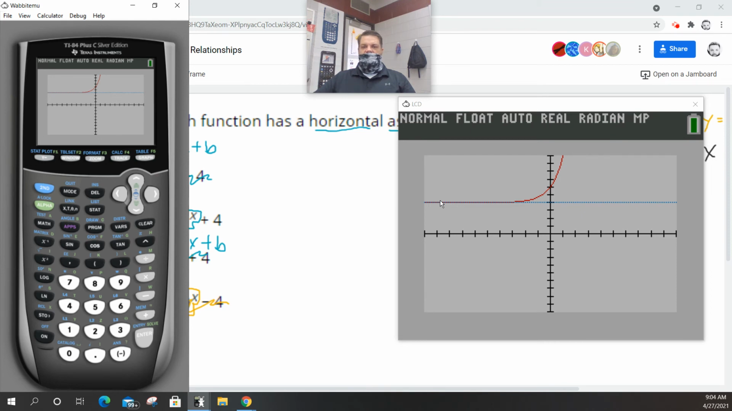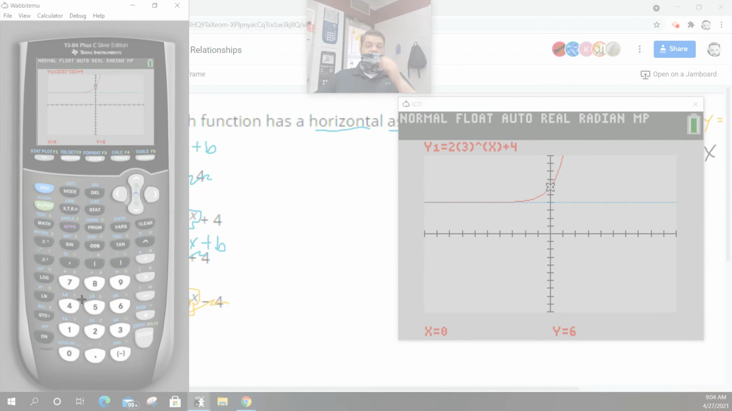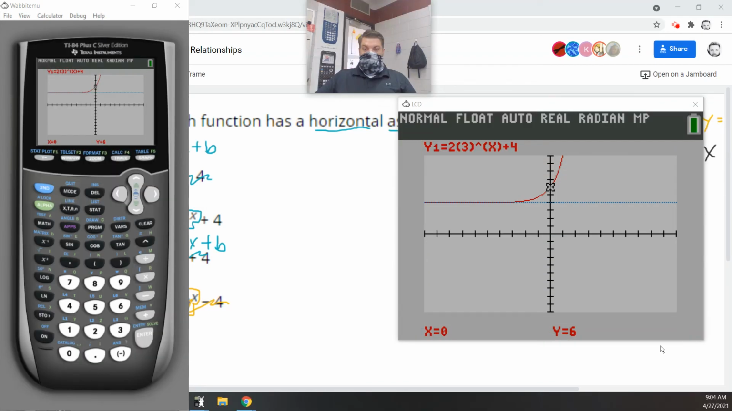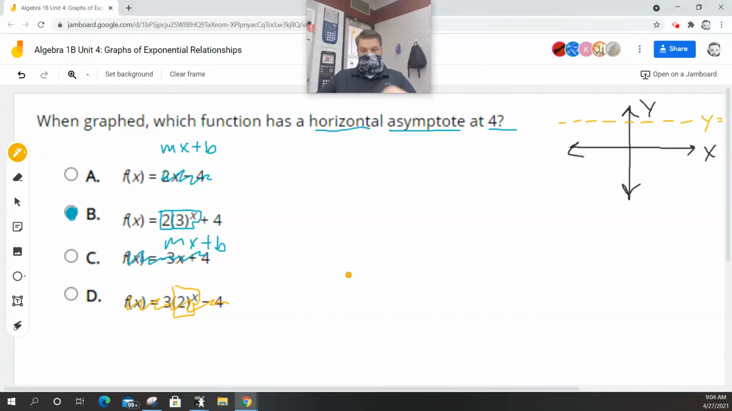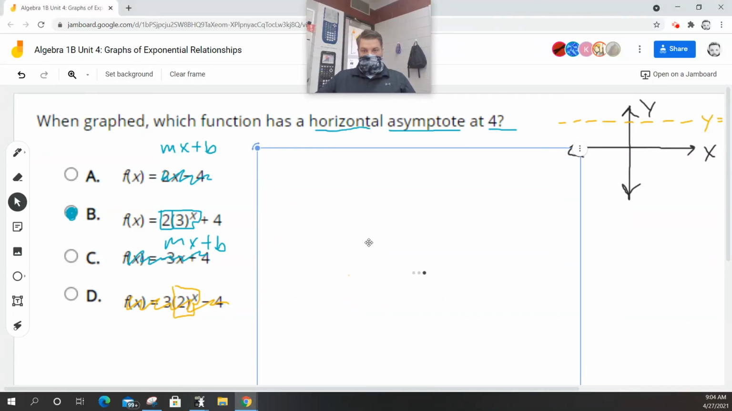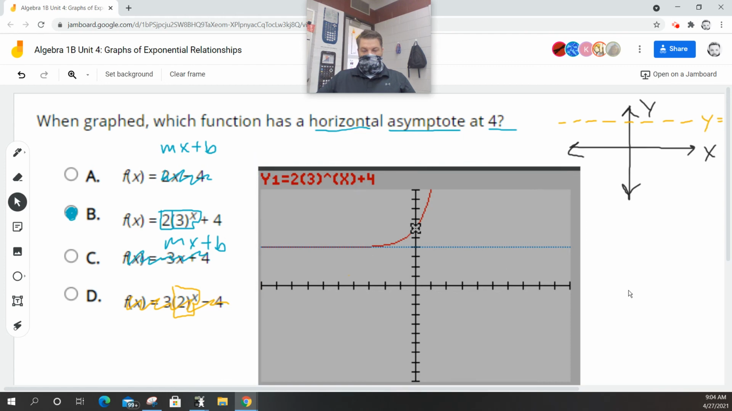Does that make sense? So let me take a screenshot of that so that you guys can see it in your notes. And so what we found was B is the correct answer. That red line is never going to cross that blue line. And that's it for that problem.